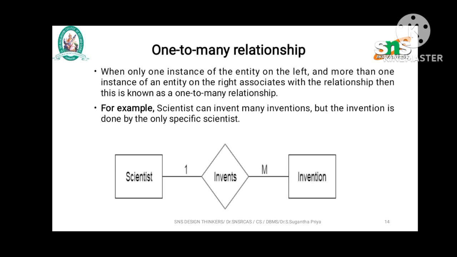One-to-many relationship. When one instance of an entity on the left and more than one instance of an entity on the right associate with the relationship, then it is known as one-to-many relationship. For example, a scientist can invent many inventions, but the invention is done only by a specific scientist.